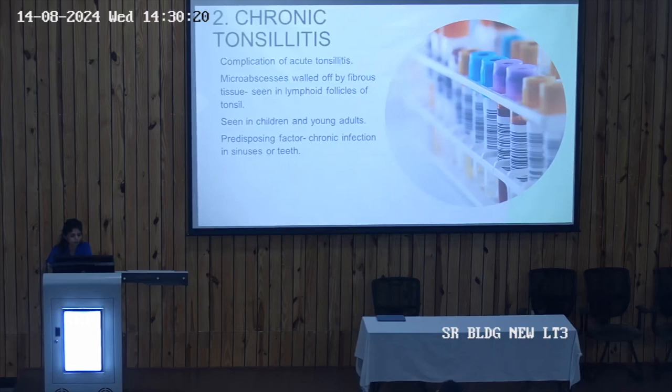Now coming to chronic tonsillitis, it is basically a complication of acute tonsillitis. If acute tonsillitis is not treated well, or if the patient takes an inadequate dosage of antibiotics, then the acute tonsillitis can get converted into chronic tonsillitis. The microabscesses walled off by fibrous tissue are all seen in the lymphoid follicles of the tonsil. It is seen in children and even in young adults. The predisposing factor is chronic infection in the sinuses or any history of tooth decay.